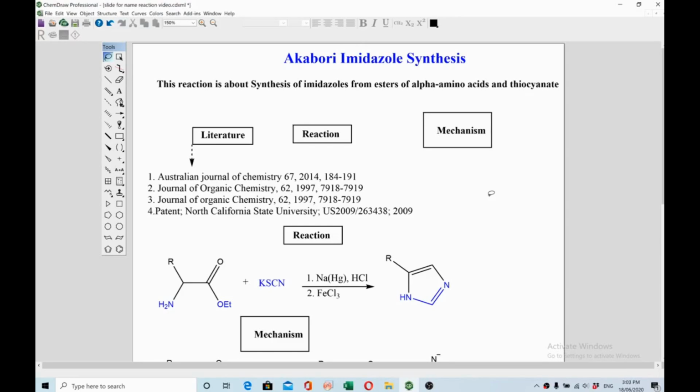What are the applications of this reaction in terms of research papers where it can be published, or where it has been published so far? What is the reaction? What is the mechanism? So we will start this lecture first with the definition.